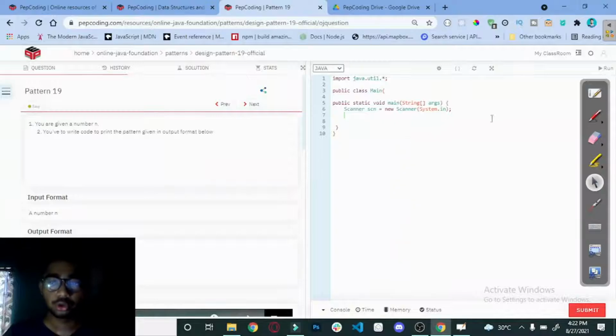Hello everyone. Today we are going to solve the pattern number 19 question. So at first, see what pattern number 19 is. Pattern number 19 is a swastik pattern. So what are we going to do in this pattern?